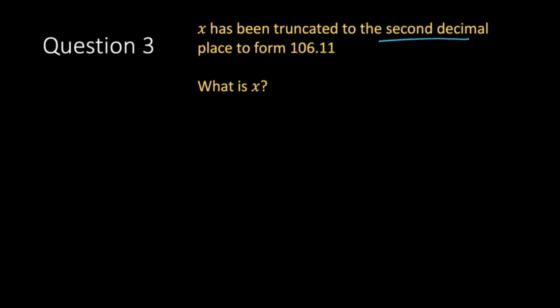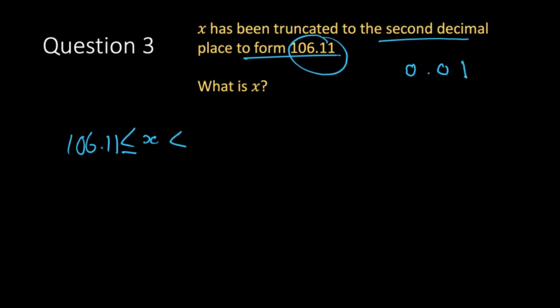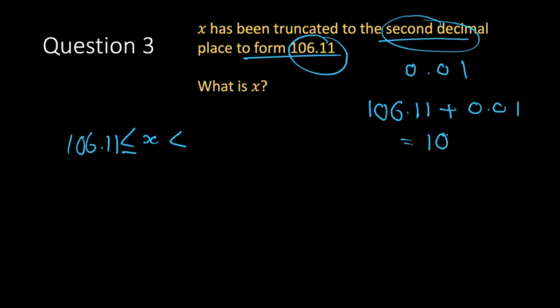Moving on. So question 3. X has been truncated to the second decimal place to form 106.11. What is X? So again, you write out your range. Actually, let me write it nicely. X greater or equal to, and then less than. So you would put the truncated form as the minimum, so that would be 106.11. And then you would put the maximum range, which is a unit greater than this. In this case, the unit is 0.01, since it's the second decimal place. So 106.11 plus 0.01 would give you 106.12. So then this would be 106.12.